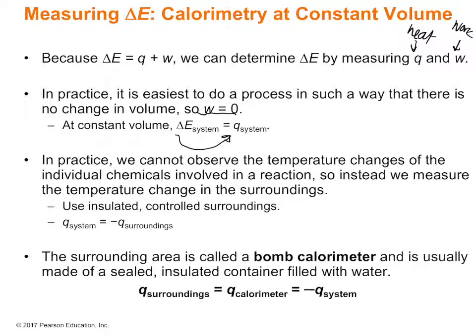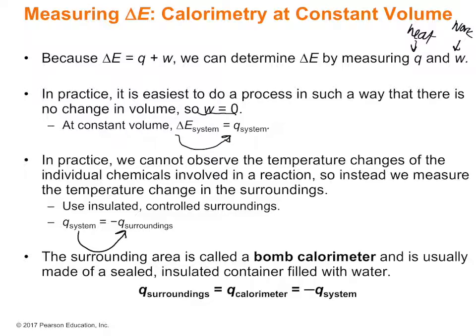In practice, we can't easily observe the temperature changes of individual chemicals involved in a reaction. So instead, we measure the temperature change in the surroundings. We can't really measure the individual chemicals and their temperature changes, but we can measure the temperature changes in the surroundings. So we use insulated, controlled surroundings. Therefore, the Q of the system is the negative Q of the surroundings, if the heat exchange is going to be complete and even.